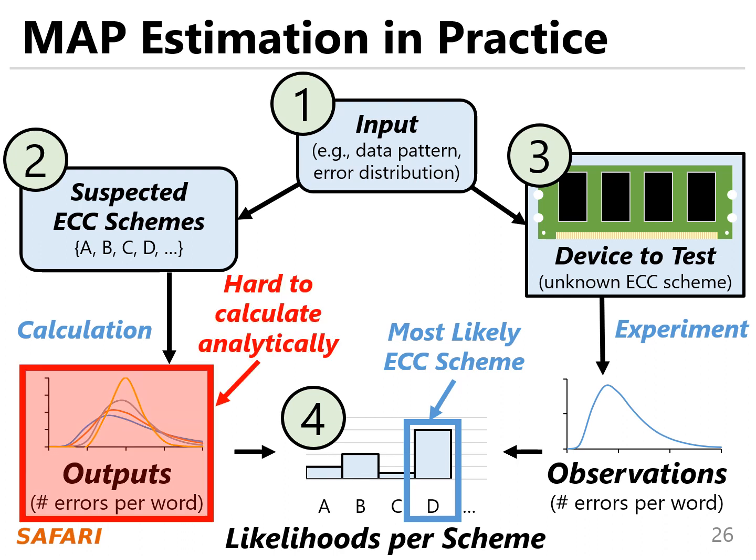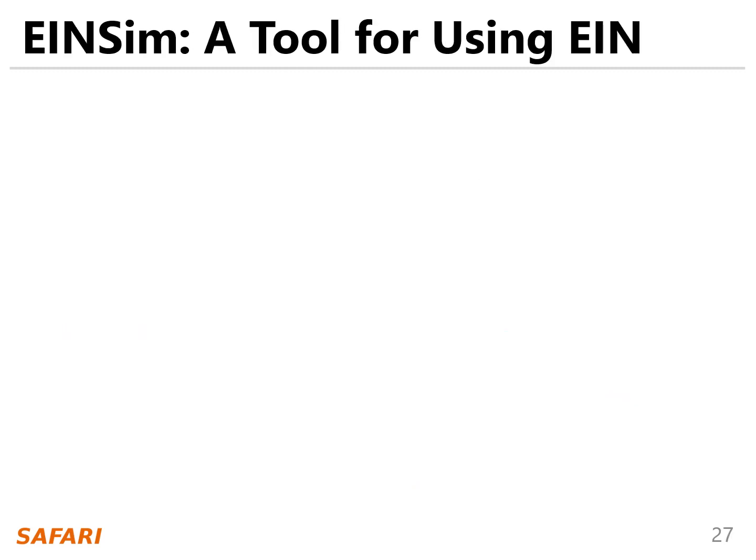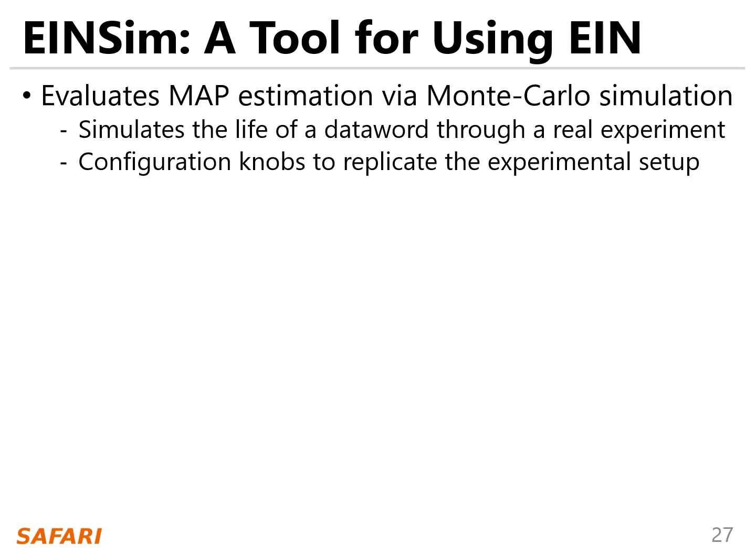So one thing to note here is that it's actually hard to calculate the output distribution analytically. And so instead what we do is we use Monte Carlo simulation. And this is where EINSim comes in. So EINSim is a tool for using EIN, and it essentially evaluates the map estimation using Monte Carlo simulation. And EINSim effectively simulates the life of a data word throughout a real experiment and contains many different configuration knobs to try and replicate a real experimental setup.